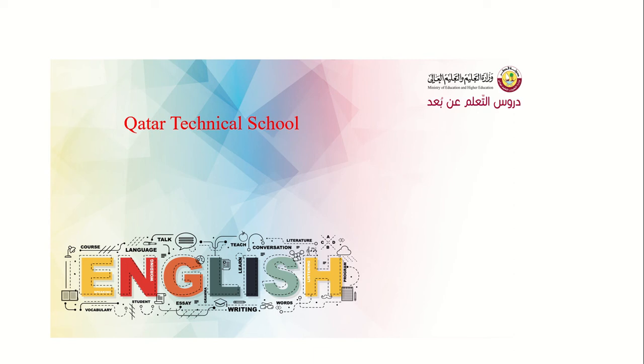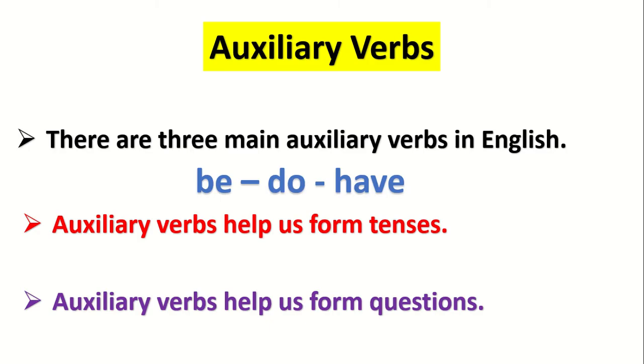Our lesson today is a continuation of the grammar basics and in particular auxiliary or helping verbs. Auxiliary verbs, as you see, there are three main auxiliary verbs in English: be, do, and have. You have seen be before, so in today's lesson we're going to study the verb do and the verb have.